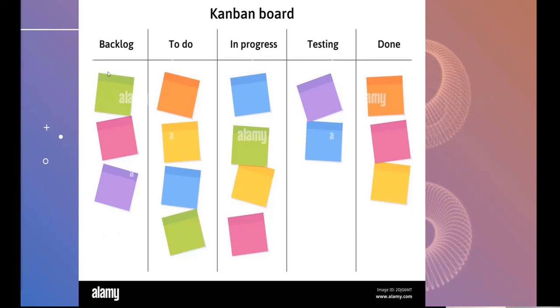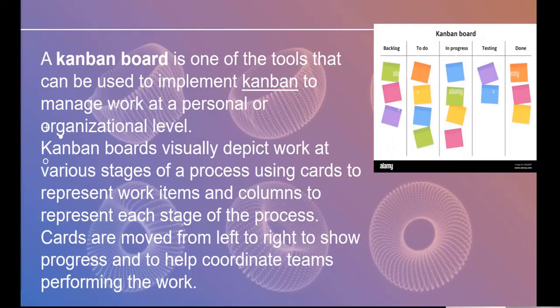For example, we have three requirements. So the team thinks that they will do these items, and when they are done with one task, they transfer the ticket to another column, in progress. If it is done, then it will go to the testing team. When testing is done, it goes to the done column. So basically, the Kanban board is one of the tools that can be used to implement Kanban to manage work at an organizational level.